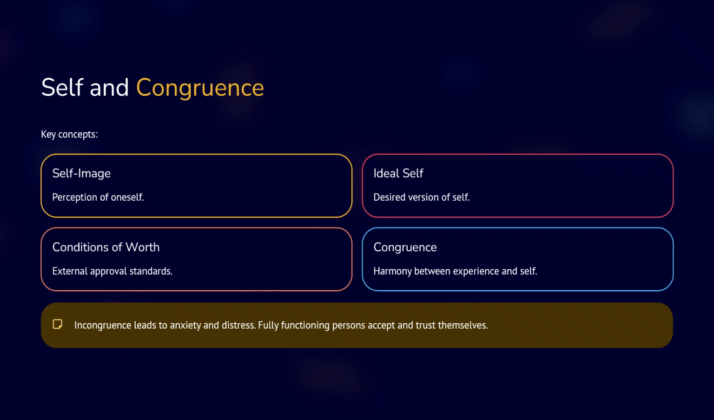At the heart of Rogers' theory is the self. As we grow, we develop a need for positive regard. We want to be loved and accepted by others. However, we often encounter conditions of worth where people only give us love if we act in a certain way. This can lead to incongruence, which is a gap between who we think we are and what we actually experience. When this gap becomes too large, it causes anxiety and psychological distress. On the other hand, if we are open to our experiences and trust ourselves, Rogers calls us fully functioning persons.